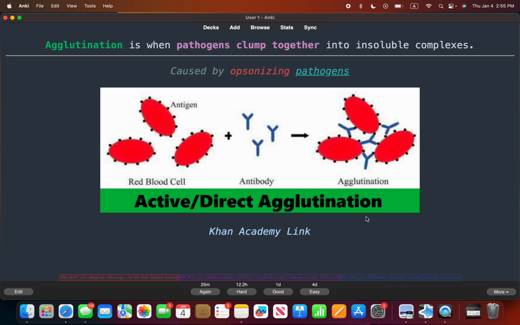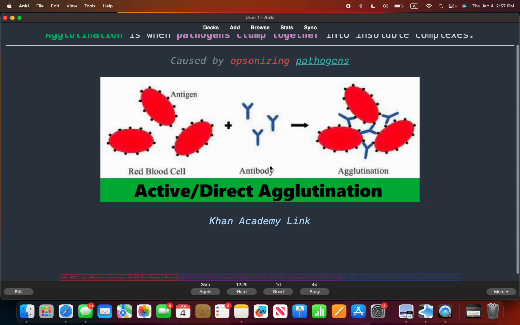They activate or direct agglutination. So they're caused by opsonizing pathogens. I immediately forgot what opsonization was about, but the tagging is opsonization. Tagging the pathogen in order to be phagocytosed is opsonization. But agglutination is the pathogens clumping together into insoluble complexes, and this is caused by opsonizing pathogens. So the pathogens that are tagged for opsonization cause the agglutination.